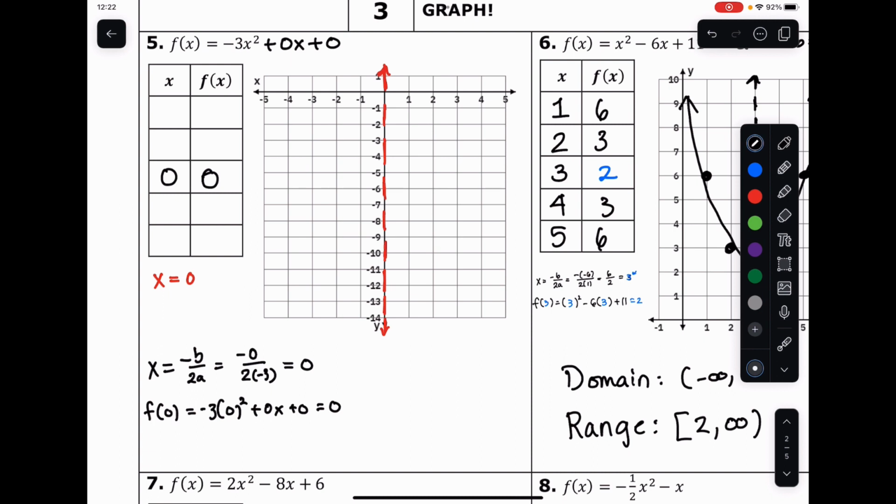So our vertex is at 0, 0. So that's that point right there. So to the left of 0 is the number 1 and the number 2 for x's. So from this x, the next x is 1, and the next x after that is 2. And to the right, negative 1 and negative 2.